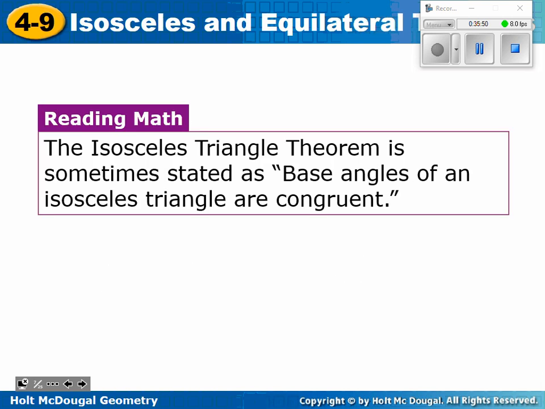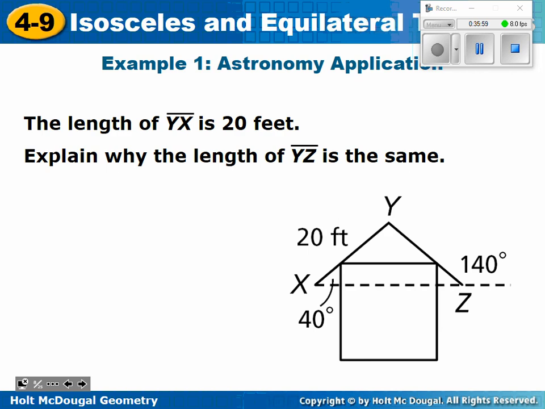Sometimes some books call that the base angles theorem, but we're not going to worry about that. We're going to call it the isosceles triangle theorem, and then its converse. All right, so here's our first example using that.